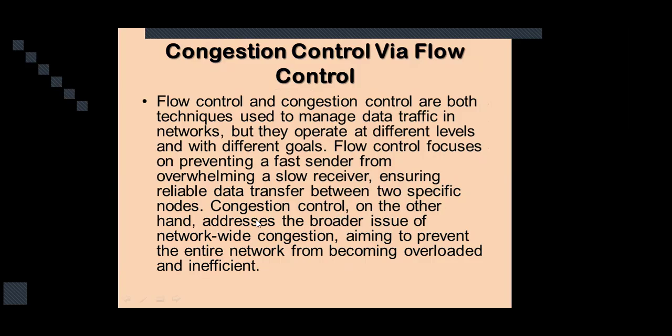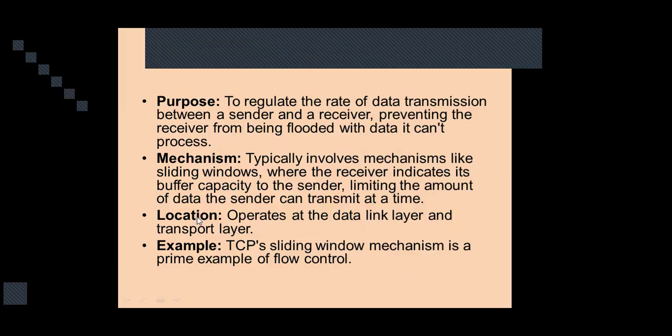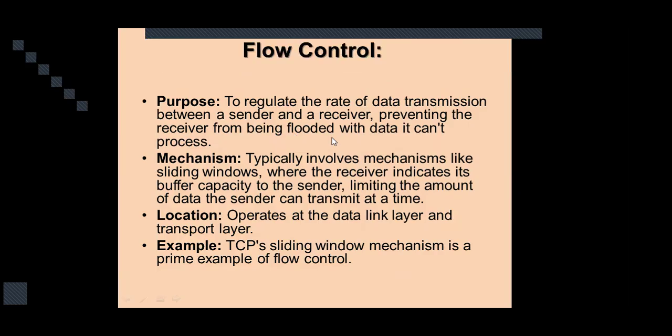Congestion control, on the other hand, addresses the broader issue of network-wide congestion, aiming to prevent the entire network from becoming overloaded. Then we have flow control: purpose, mechanism, location, and example. The purpose of flow control is to prevent the sender from flooding the receiver with data it cannot process. Flow control is basically the rate of data transmission between sender and receiver being regulated.